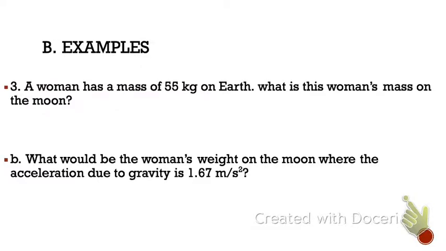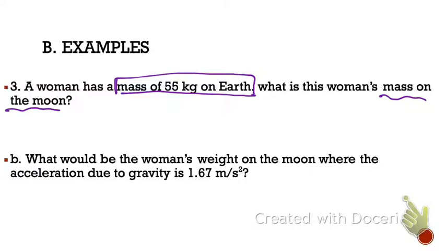So the last example for the notes is that a woman has a mass of 55 kilograms on Earth. What is this woman's mass on the moon? So this question is a little bit tricky. It tells us that this person has a mass of 55 kilograms on Earth. And what they're asking us to determine is the mass on the moon.